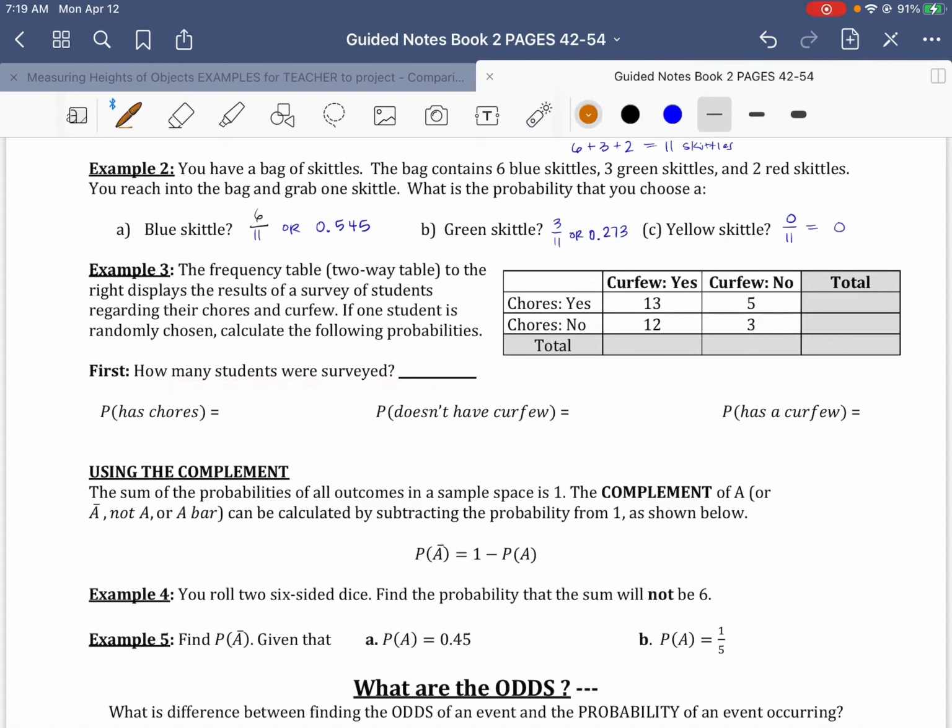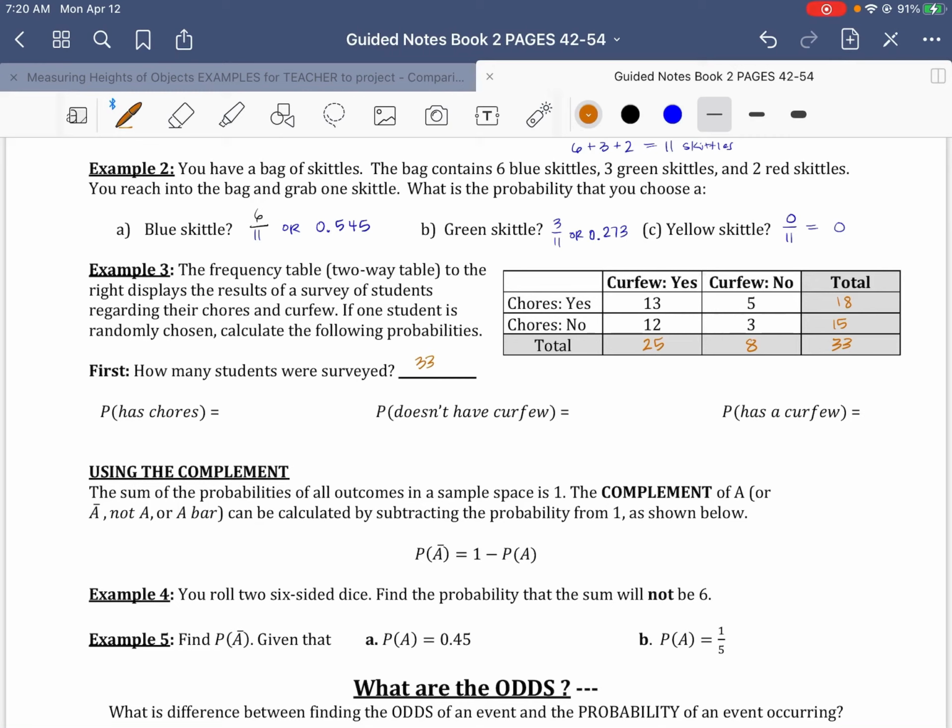So I'm going to fill in these column totals really quick. It looks like in my curfew column, a total of 25 students have a curfew, and 8 of them don't. So if I add up the 25 plus the 8, I should get 33. If I look at the rows, looking at the people that do chores, 13 plus 5, it looks like 18 of them have to do chores, and 12 plus 3, 15 of them don't. And again, we make sure that this adds up to that 33 as well. So both the row and the column should add up to that total. So in total, there were 33 students surveyed, so we can calculate.